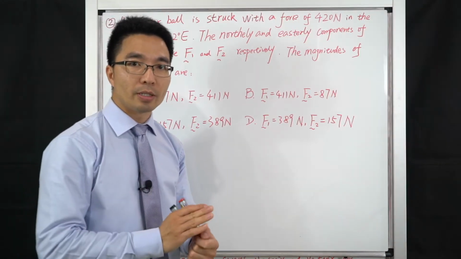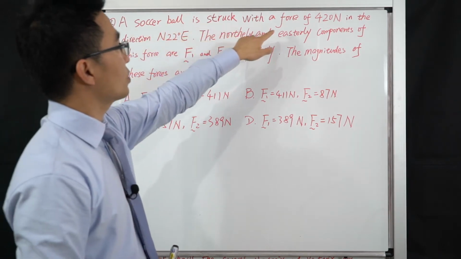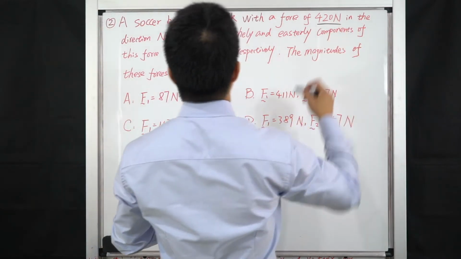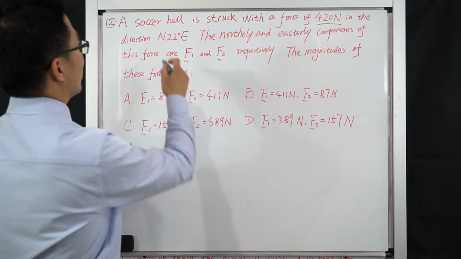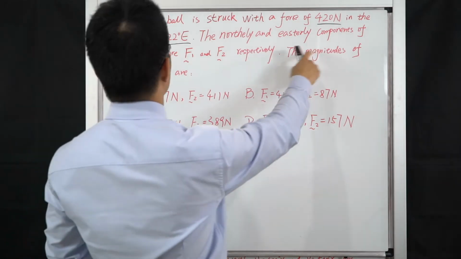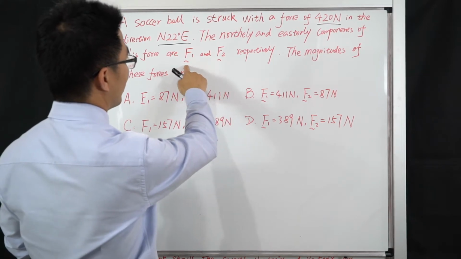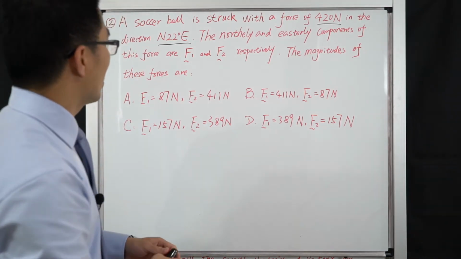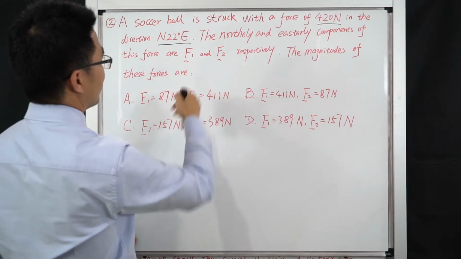Okay, let's go to the second question. A soccer ball is struck with a force of 420 newtons in the direction of north 22 degrees to the east. The northerly and easterly components of this force are vectors F1 and F2 respectively. We have to find the magnitudes of F1 and F2.